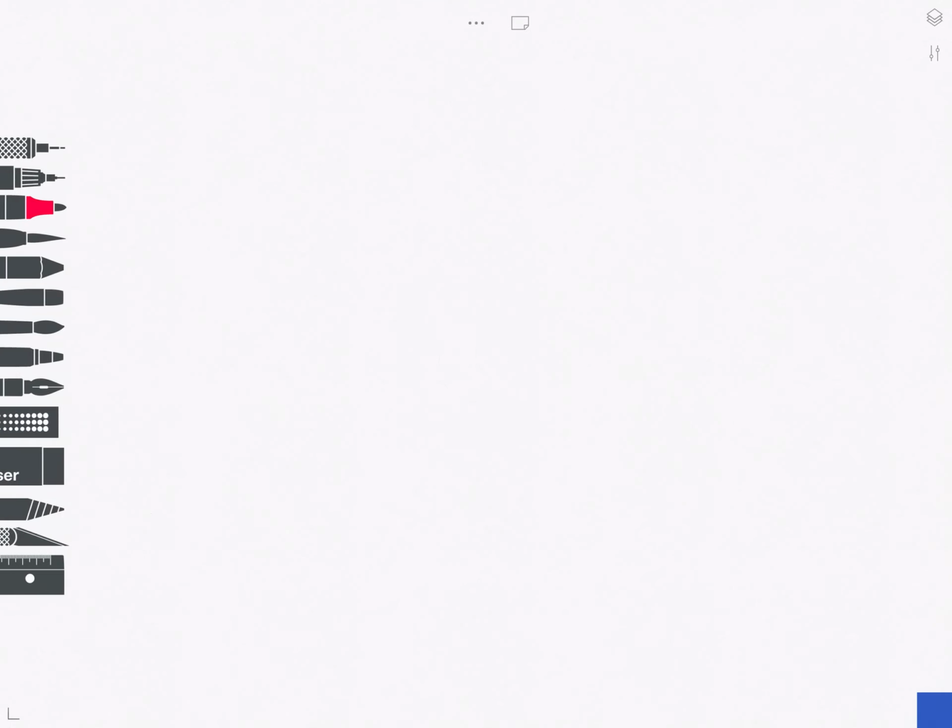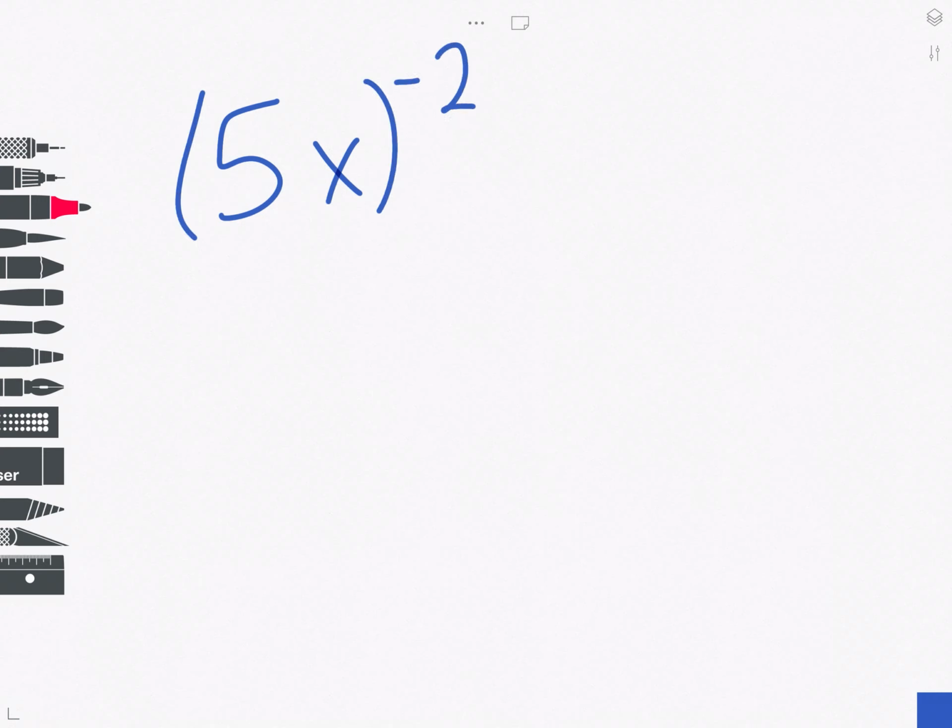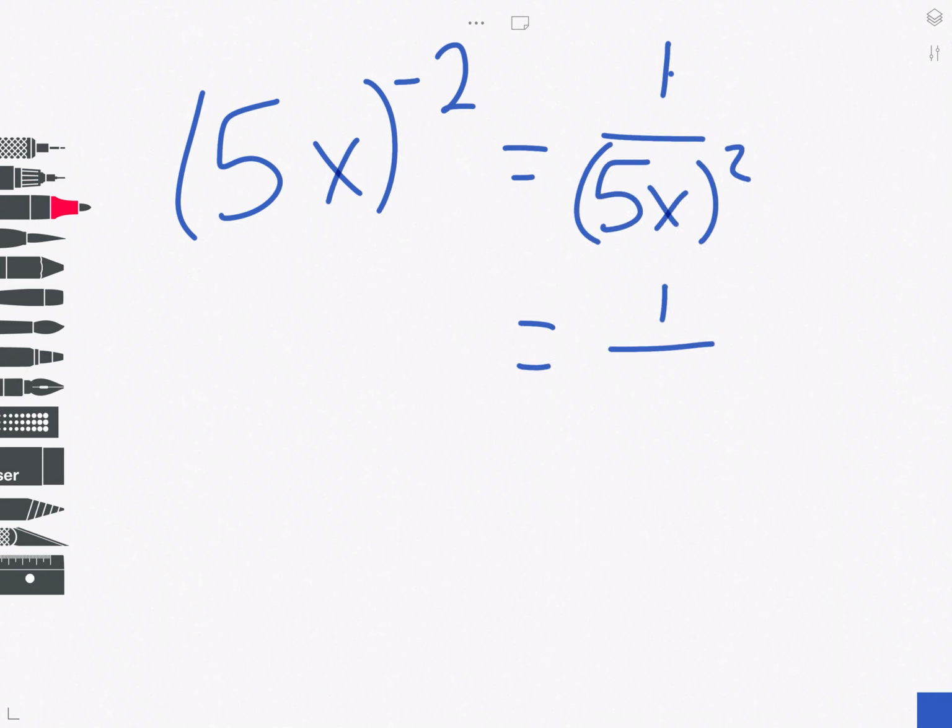Let's say I had 5x to the negative 2. That would be the same as 1 over 5x squared, which would be 1 over 5 squared times x squared, which is 1 over 25x squared.